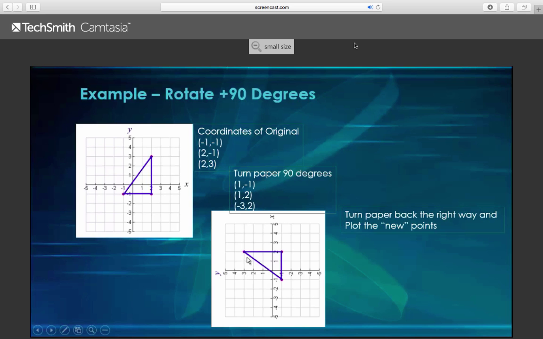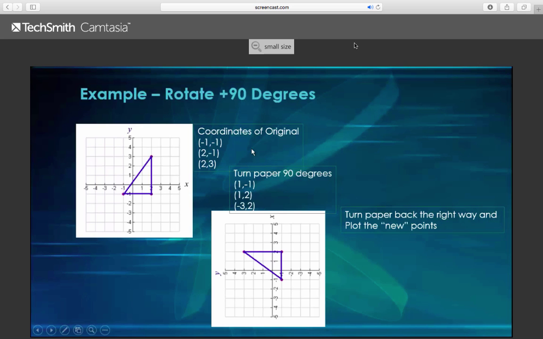So then what you're going to do is turn your paper back the right way, turn it back the way that it was in the beginning, and you're going to plot those new points. You're going to plot the point 1, -1. You'll plot the point 1, 2, and you'll plot the point -3, 2, and you'll have your new triangle. Again, no memorizing, just making sure that you know what 90 degrees is, and then turn your paper that way.